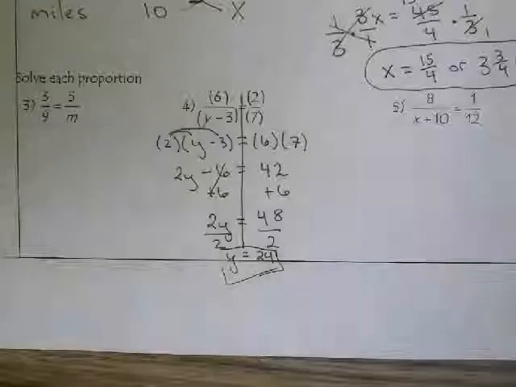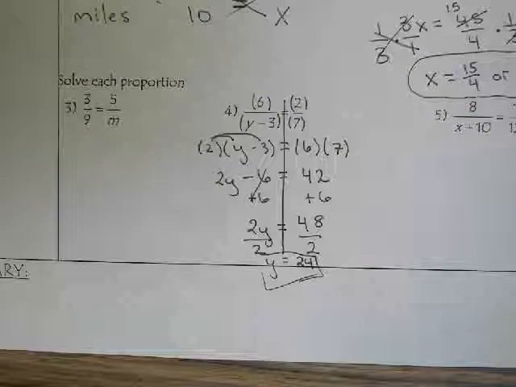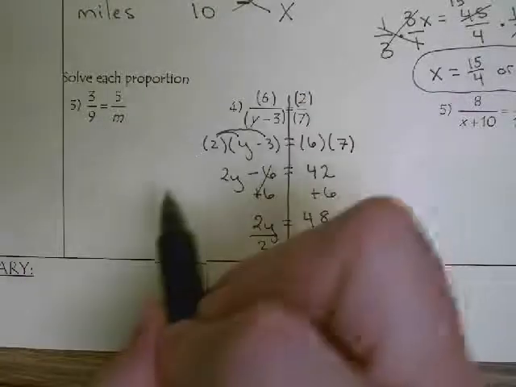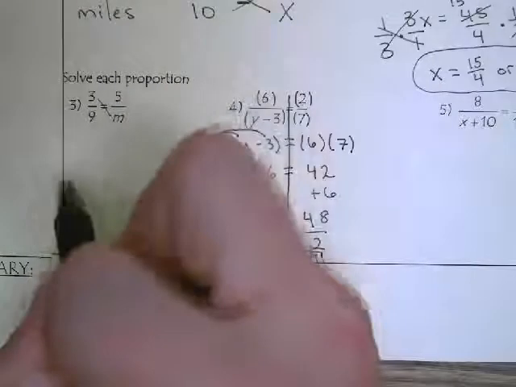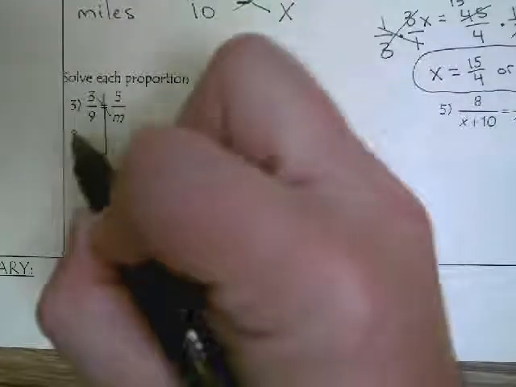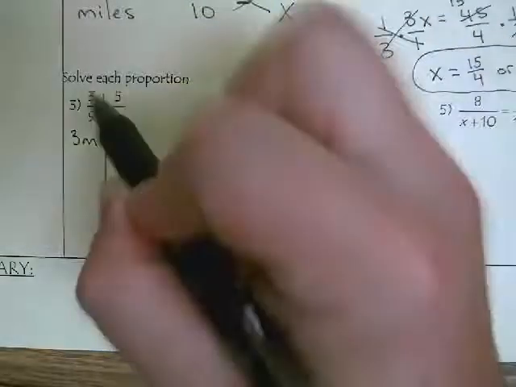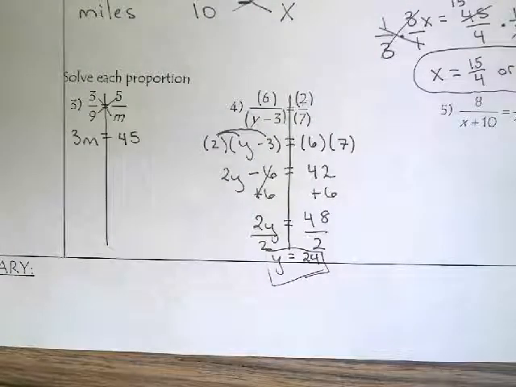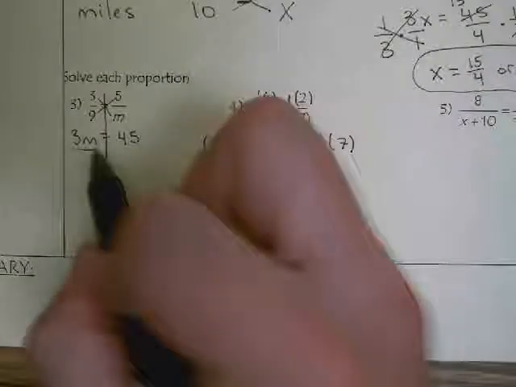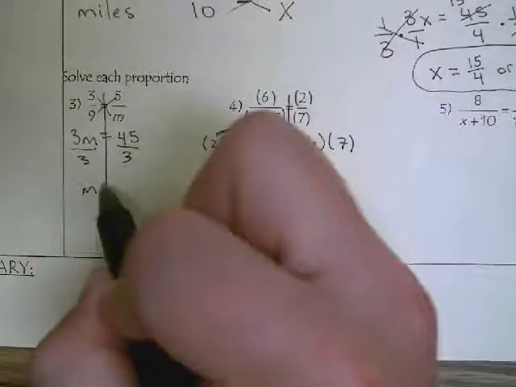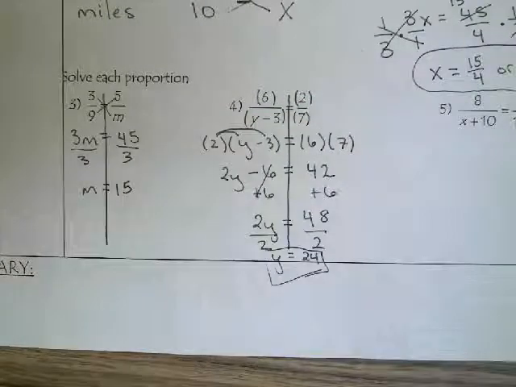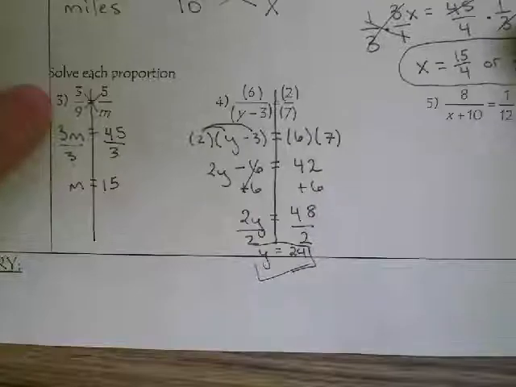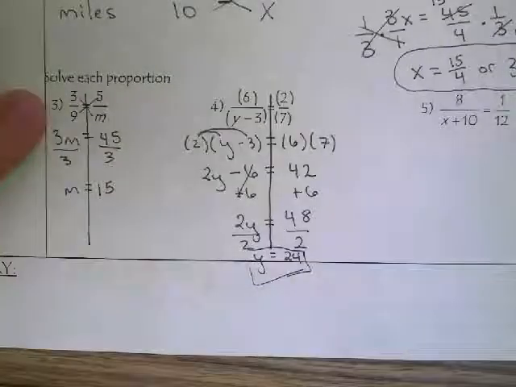Okay, so hopefully you took the opportunity to try number 3 and 5. Let's look at them together. We're going to cross multiply on number 3. 3 times m would be 3m is equal to 9 times 5 is 45. Now we'll divide both sides by 3, and m equals 15. That one's pretty straightforward, easier than 4 and 5, so hopefully that one makes sense.